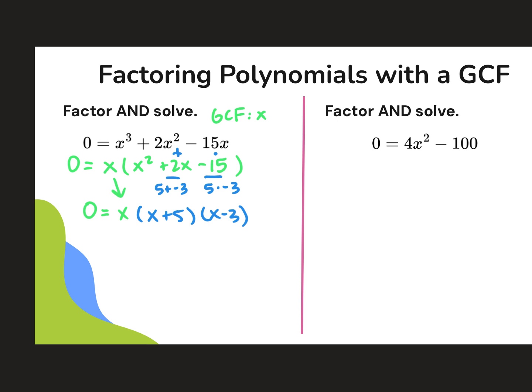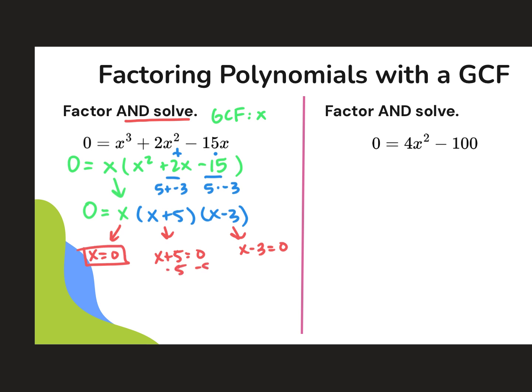Now, if this had just said factor, we'd be done now. But since it's factor and solve, I'm going to find my solutions by setting each of these factors equal to 0. And then I'm going to solve for x. My first factor is already solved for me. My first solution is 0.